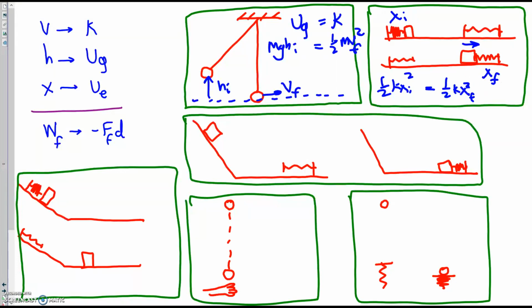If there were friction being done, maybe as the block rolls across the surface, it has friction that it encounters. We would simply add in right here the work done by friction, which will come out negative.